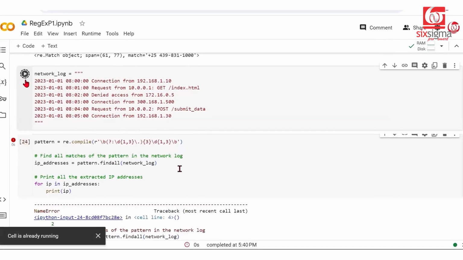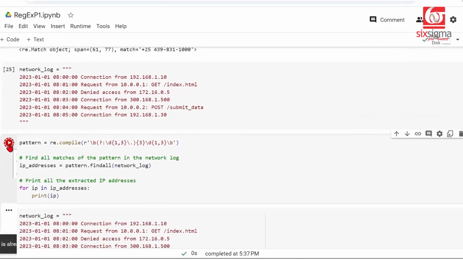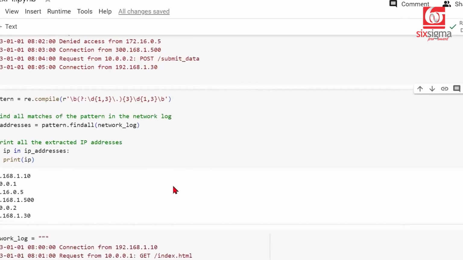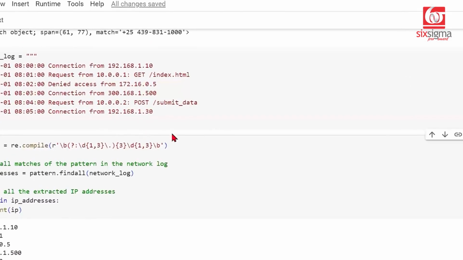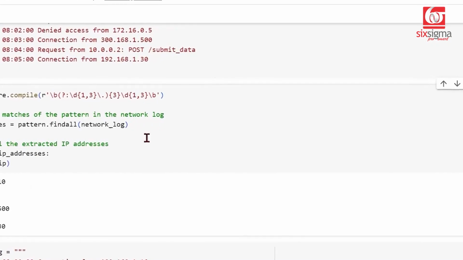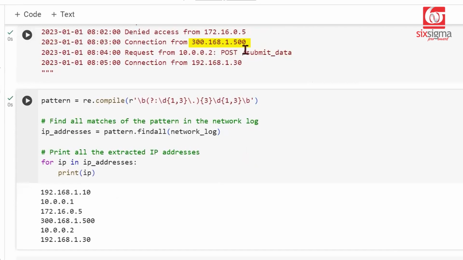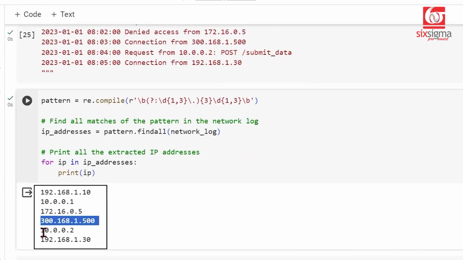So I'll have to run the previous line first and then this one. So when we run this line and then we run this line here, here is what we get. So it kind of traced all these patterns. But some of you who are aware of how IP addresses are designated, you must be aware that these digits here cannot be more than 255. But this seems to be capturing such patterns also which are invalid. 300 is not a valid octet. And then 168.1.500, this is again not acceptable.